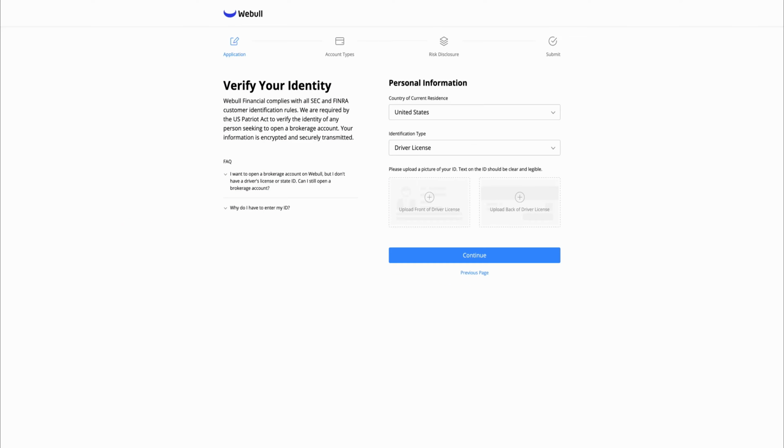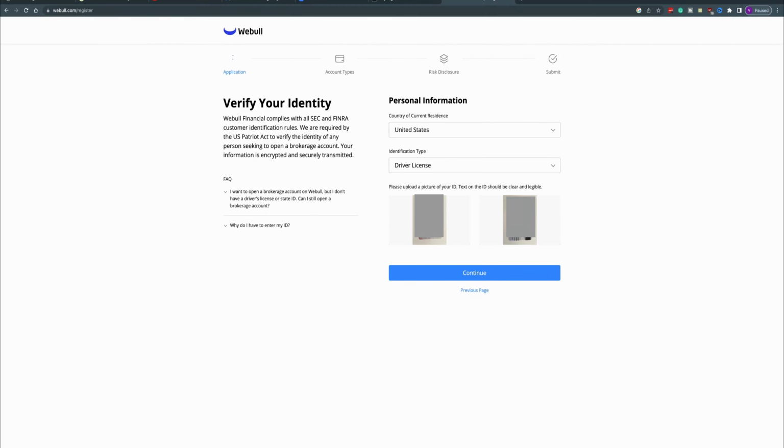You have to select your identification types. I will proceed with a driver license and then upload the front and back side of the document I have selected. You do the same. Click continue once you're ready to proceed.